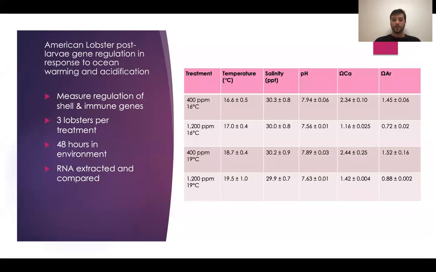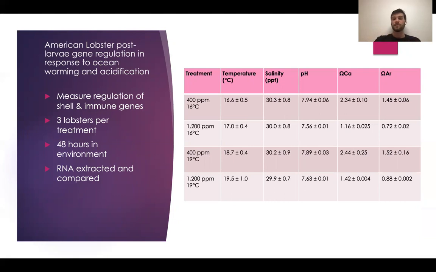So let's talk about this experiment. It's called American Lobster Post-Larvae Gene Regulation in Response to Ocean Warming and Acidification. So what they did in this experiment, they were in the Port of Maine, and they took these lobsters from the surrounding environment. They raised them, and once they're in this third larvae stage, which is a very important stage right before they become adults, it's kind of a choke point. That's why they chose this third larvae stage. They put them in different environments.